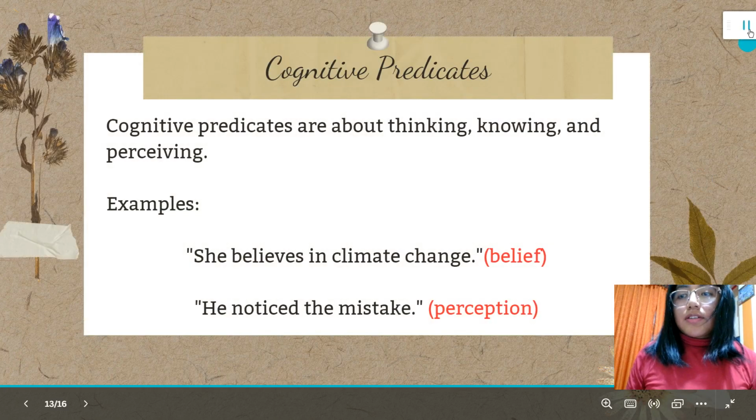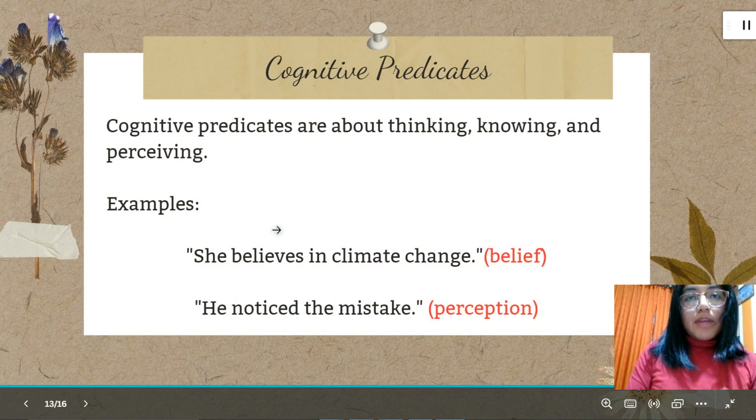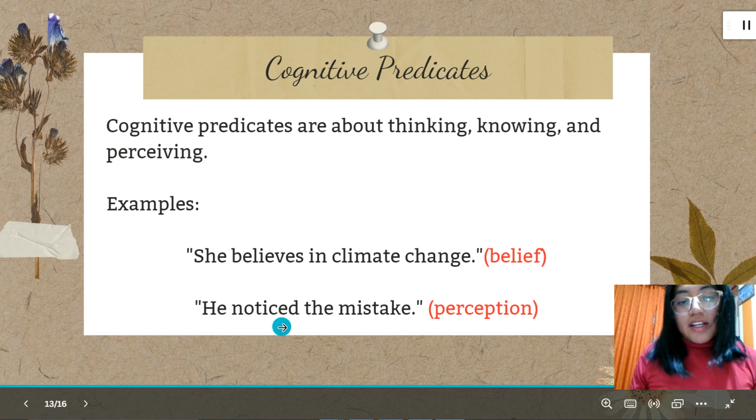So cognitive predicates. Cognitive predicates are about mental activities like thinking and noticing. So for example, she believes in climate change. This shows her beliefs. And this other example, he noticed the mistakes. This shows his perceptions.